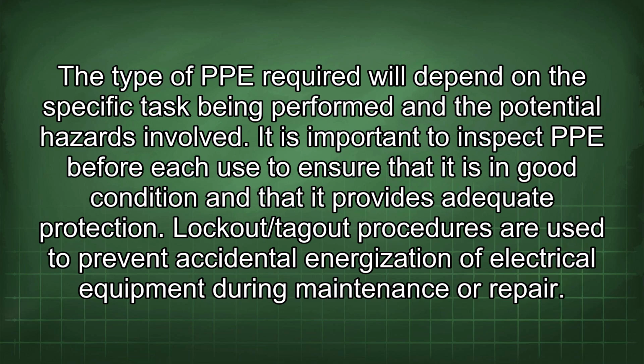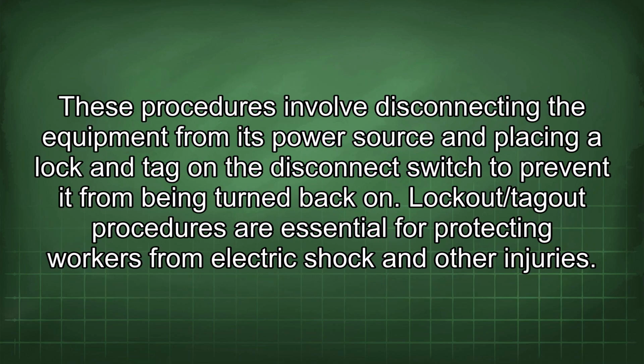provides adequate protection. Lockout/tagout procedures are used to prevent accidental energization of electrical equipment during maintenance or repair. These procedures involve disconnecting the equipment from its power source and placing a lock and tag on the disconnect switch to prevent it from being turned back on. Lockout/tagout procedures are essential for protecting workers from electric shock and other injuries.